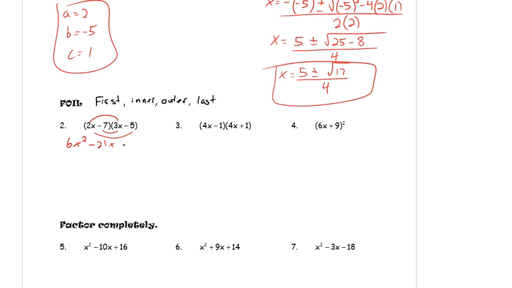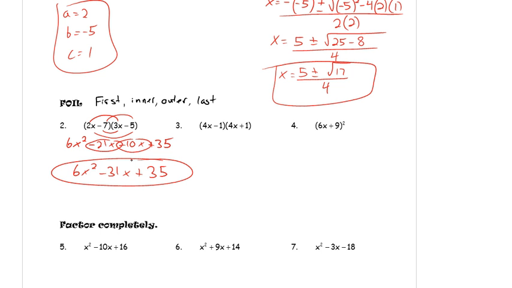2x times negative 5 gives me negative 10x. Then I have negative 7 times negative 5 gives me positive 35. 4 multiplications. Combine like terms, 6x squared. Negative 21x minus 10x more gives me negative 31x plus 35. That's your final answer. You can't combine anymore. That's as far as you can go.